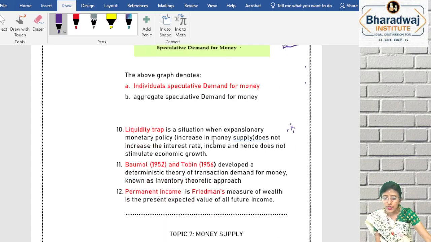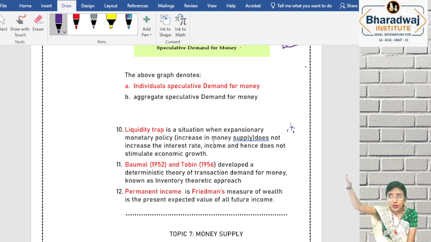Okay? Yes. So, who gave the deterministic theory of transaction demand for money? It was given by Baumol and Tobin. Deterministic theory of transaction demand for money. The 12th one, was anybody able to write it correctly? Permanent income, I made it the present expected value of future income. Permanent income is a concept given by Friedman.